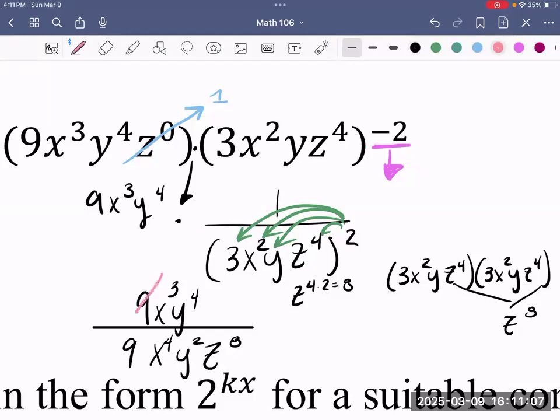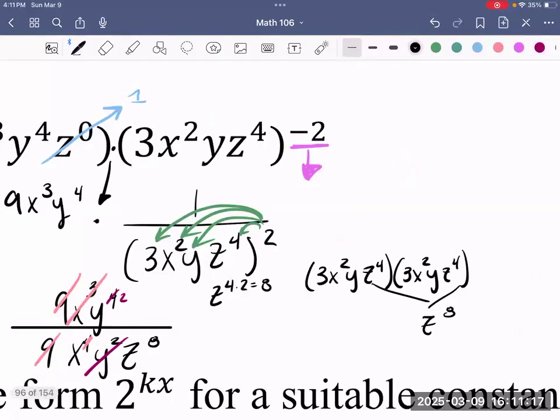Now we can go ahead and clean it up. Let's see, those are going to cancel. We'll leave one of those behind. That's going to cancel and leave behind a 2, and the z to the 8th is kind of just stuck. So these should all be really quick reminders of what we've done in the past. So this is not new.